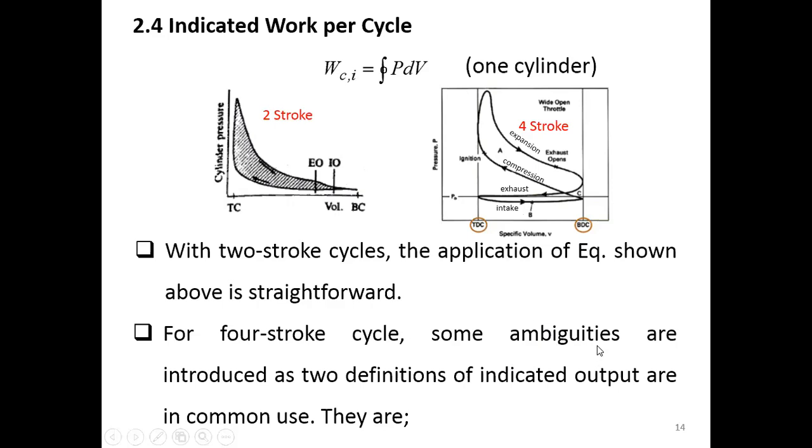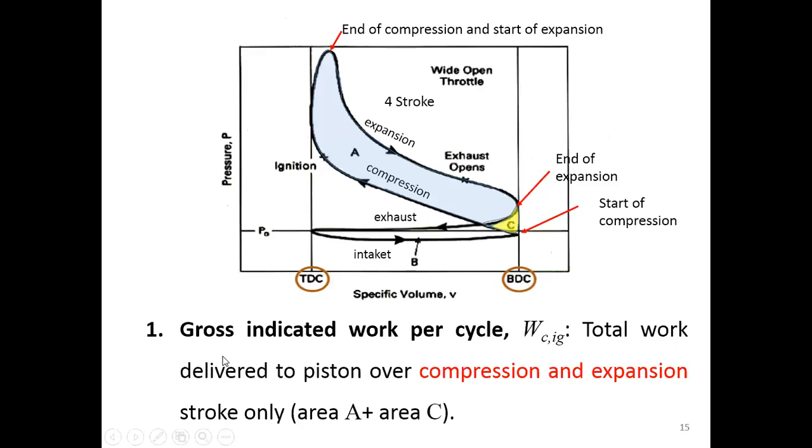That means some confusion is introduced here, because when you look at this PV diagram, you can come up with two definitions of the indicated work or the indicated output that are commonly used. The first one we call the gross indicated work per cycle. We use the letters like this: C stands for cycle, I stands for indicated, and G for gross, right?